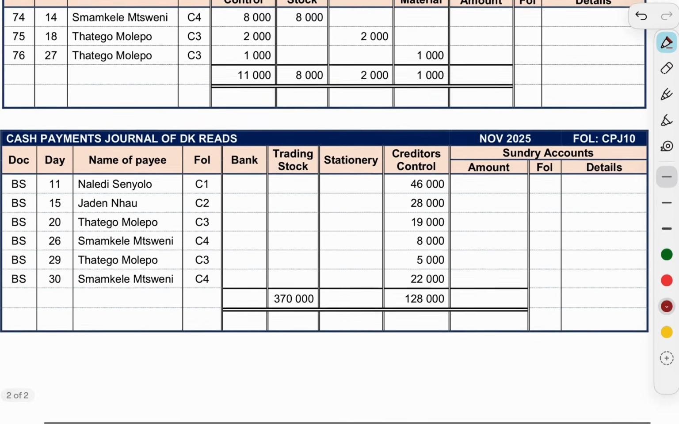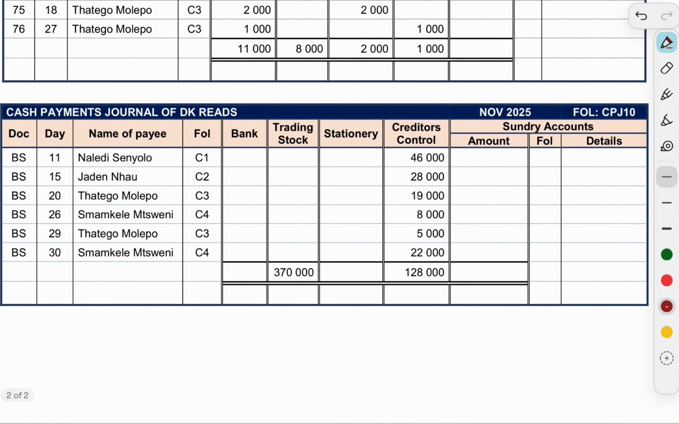And then the next one, the cash payments journal. The cash payments journal looks at cash payments.